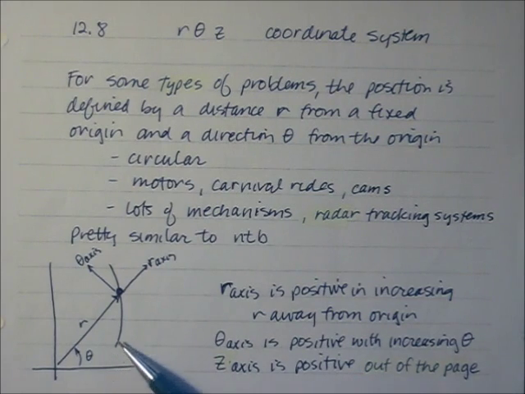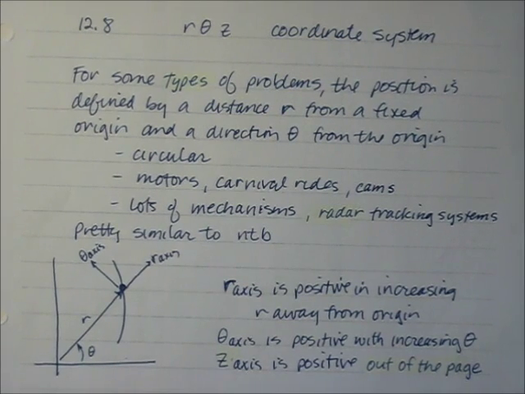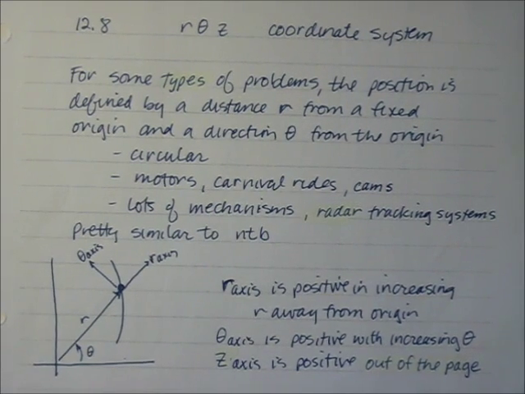The particle moves along a curved path. Doesn't have to be a circular path, but a curved path. But if the position is being tracked, or if position is being defined as a distance and an angle, then the r theta z system can be quite helpful.